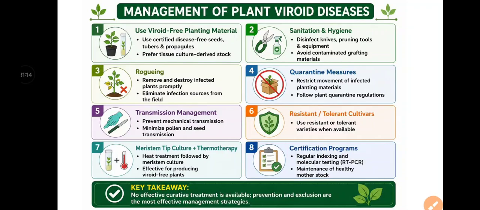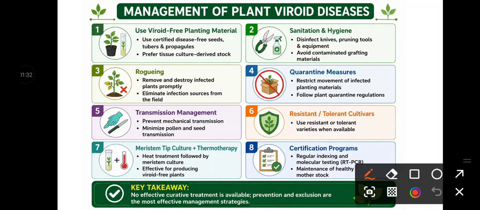Next, the final slide: the management of plant viroid diseases. Like the viruses, for the viroid also no management strategy is there. Here you can only do prevention or exclusion. So you can use viroid free planting material, roguing can be done, then transmission management, like proper sanitation can be maintained, then use of meristematic tip so that you will get viroid free culturing material.